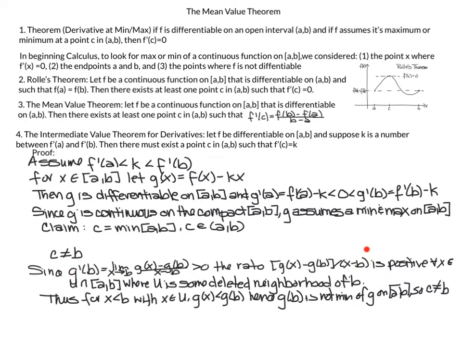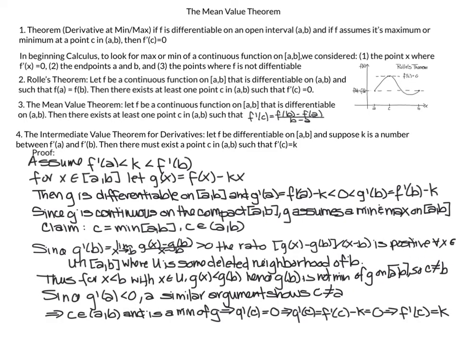But we also need to consider that x does not equal b. So we're looking at some neighborhood u, a deleted neighborhood of b, intersected with (a, b). So this ratio is positive. Thus, for x less than b, and again, remember because x is in the interval and b is at the end, so for x less than b with x in u, in this deleted neighborhood of b, we have g of x is less than g of b. Hence, g of b is not the minimum of g on [a, b], so c is not equal to b.